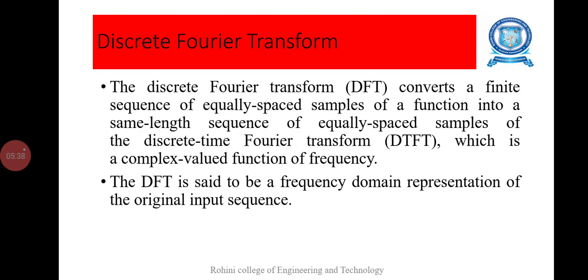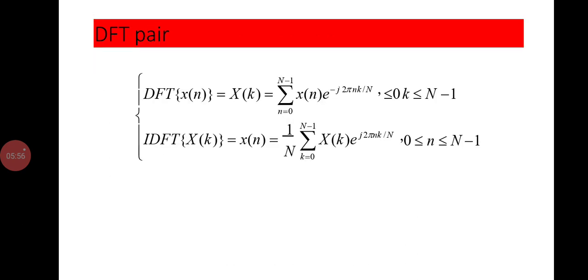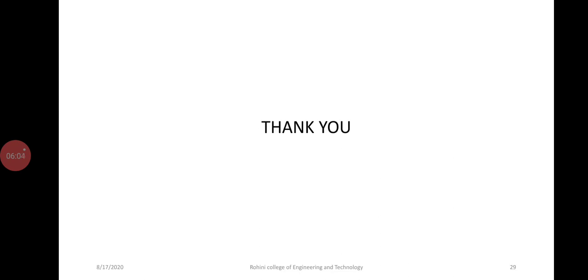Now we are going to the discrete Fourier transform. The discrete Fourier transform converts a finite sequence of equally spaced samples of a function into a same length sequence of equally spaced samples of the discrete time Fourier transform. It is a complex valued function of frequency, and the DFT is said to be the frequency domain representation of the original sequence. This is the DFT pair, which is formed by the DFT as the first equation and the IDFT as the second equation. These two equations are called the DFT pair.